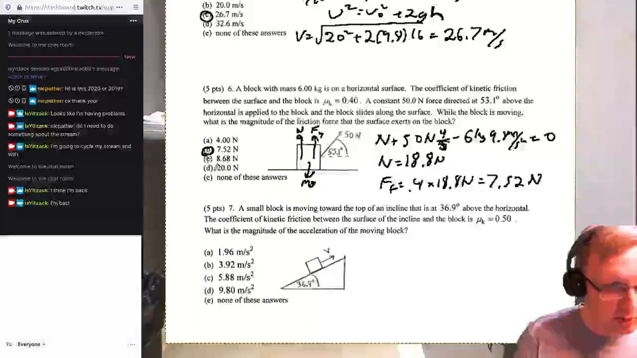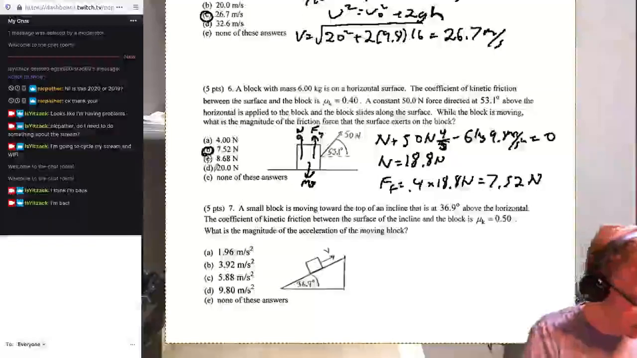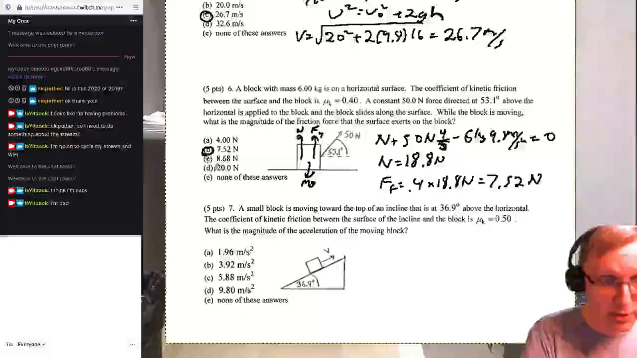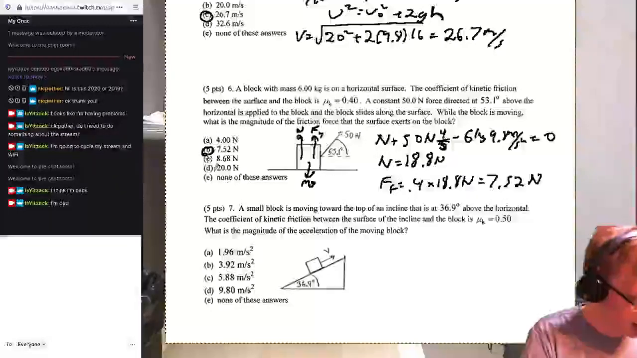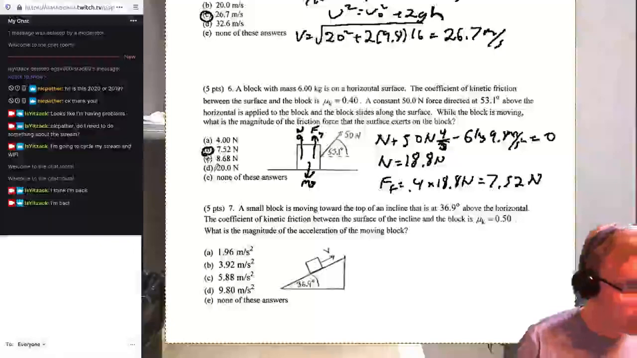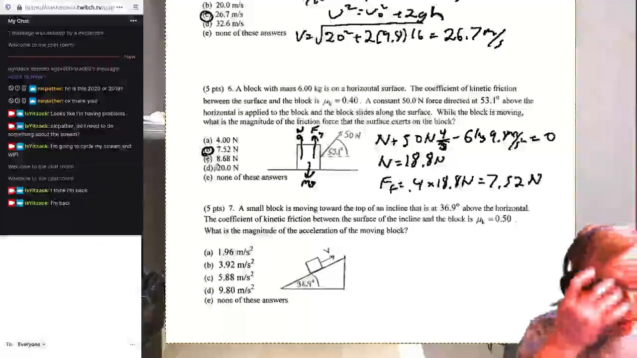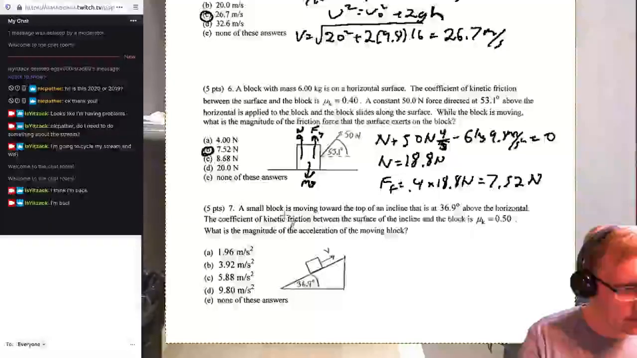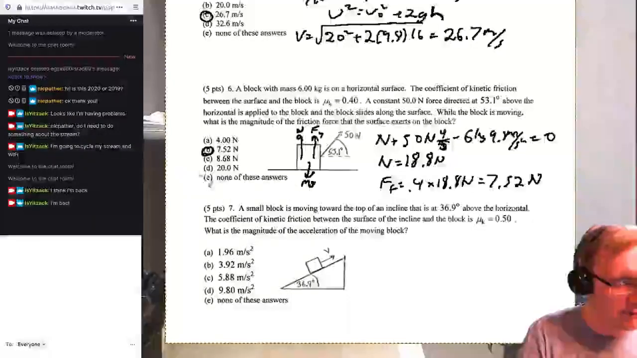I will wager that the wrong answer of mu mg is here. 0.4 times 6 times 9.8. Nope, it's not, surprisingly enough. Interesting. Not present. That is 23.52, which would be a none of the above.